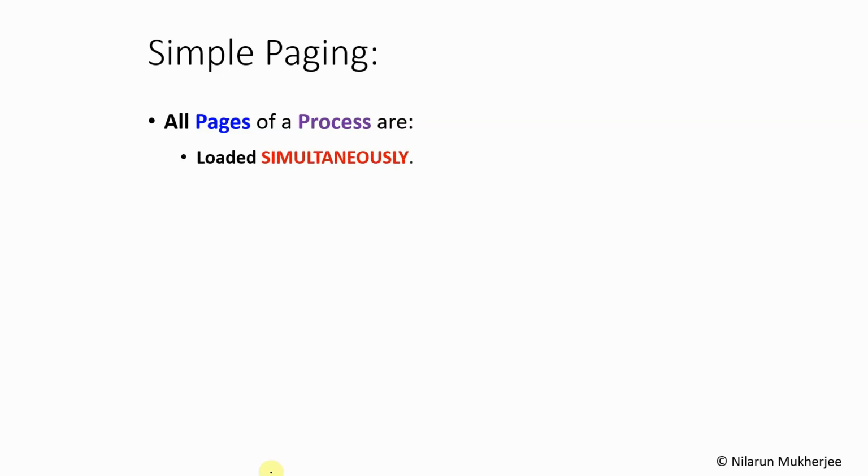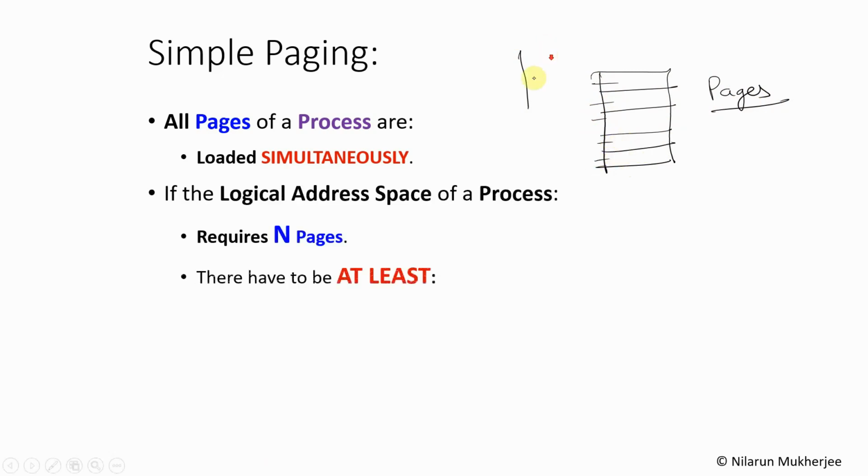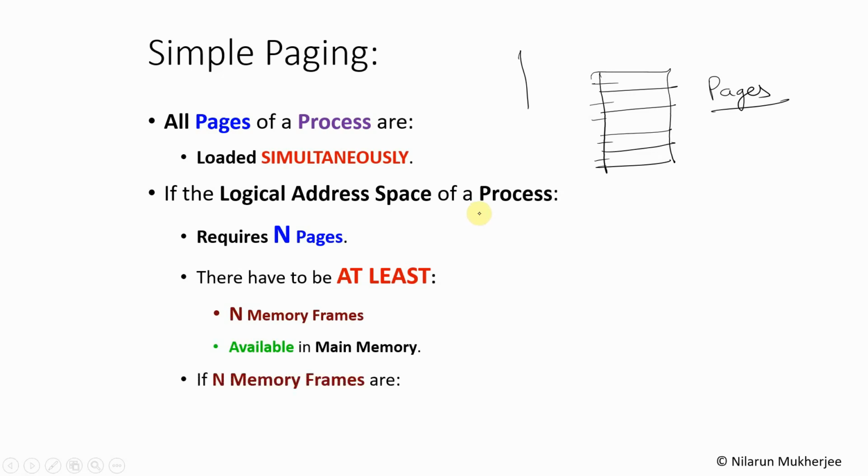First we need to understand what are the pages and what are the frames. Every process in paging, if this is a process, is divided into equal sized pages, equal sized divisions. Those are called pages. And all the pages have to be loaded to make a process ready. So if the logical address space requires n pages, there have to be n memory frames available in the memory. If n memory frames are not available, a process cannot load.